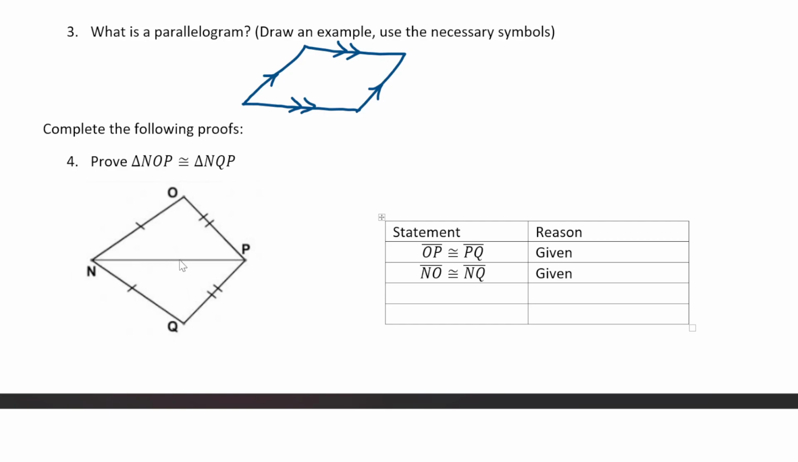But here's the thing. When two triangles share a side, that means that this side right here, the third side, is congruent to itself. That means that segment NP is congruent to itself, NP. Okay, so NP is congruent to NP. Now, this is not a given statement. This is true because of the reflexive property.